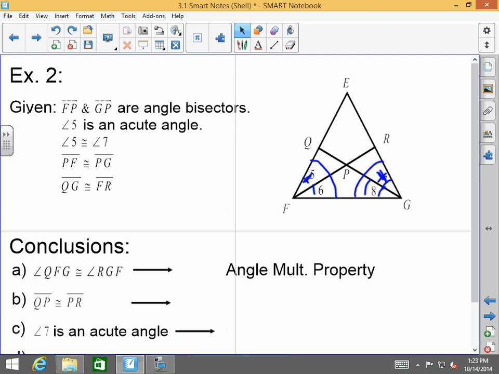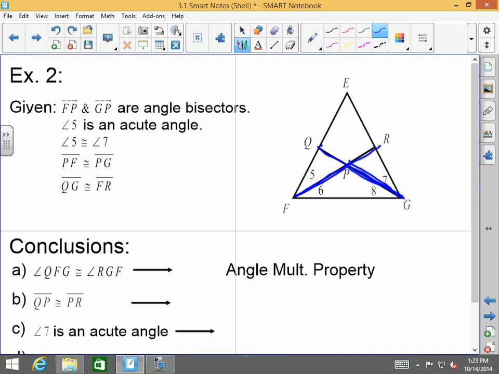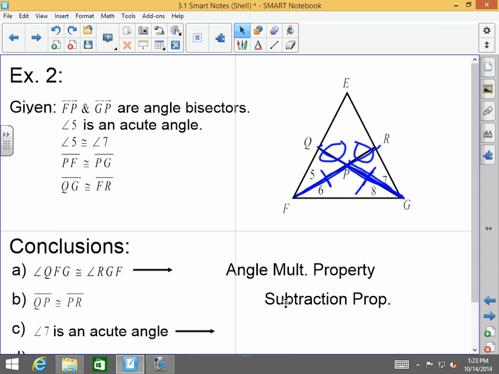How and why is QP congruent to PR? Let's think about that. Very good, subtraction property. I tell you that PF is congruent to PG, right? But I also tell you that QG, this whole thing, is congruent to RF. So if this little piece is congruent to that little piece, how can I tell that QP is congruent to PR? Subtraction property, because when I subtract congruent segments from congruent segments, their differences are congruent.